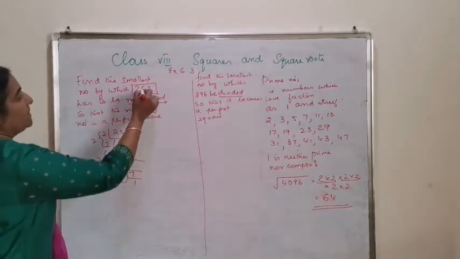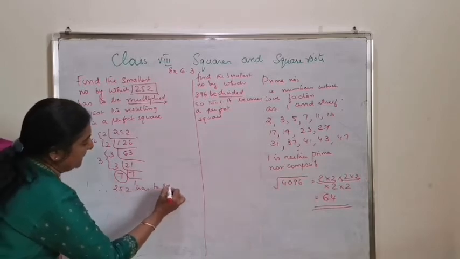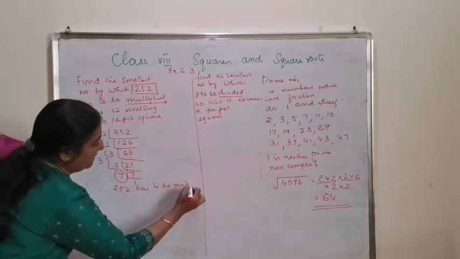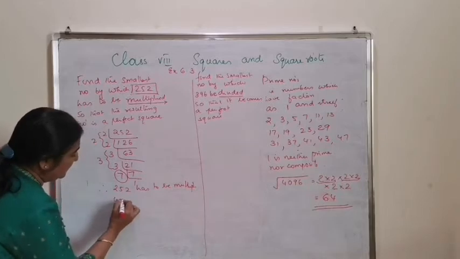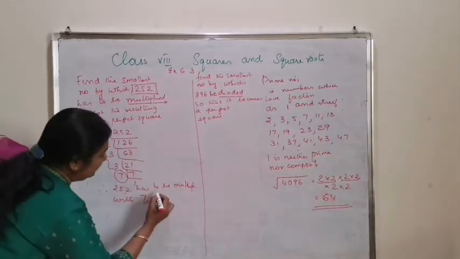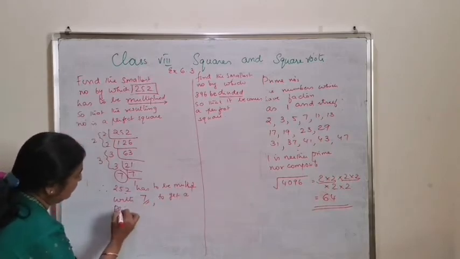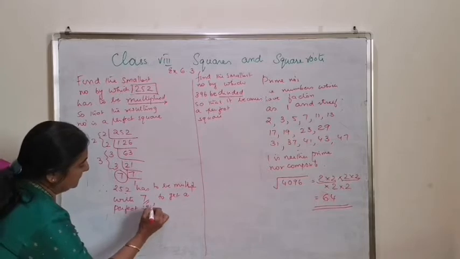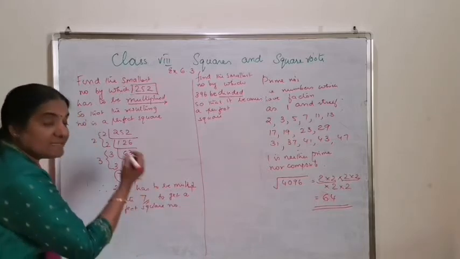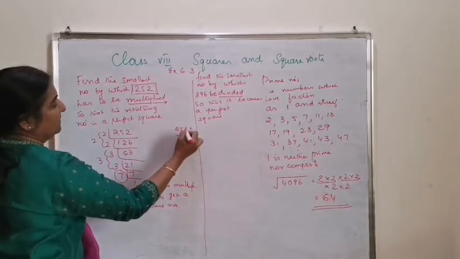Therefore, 252 has to be multiplied with 7. That is, if you multiply, you get a perfect square number. And what is that number? It is 252 into 7.